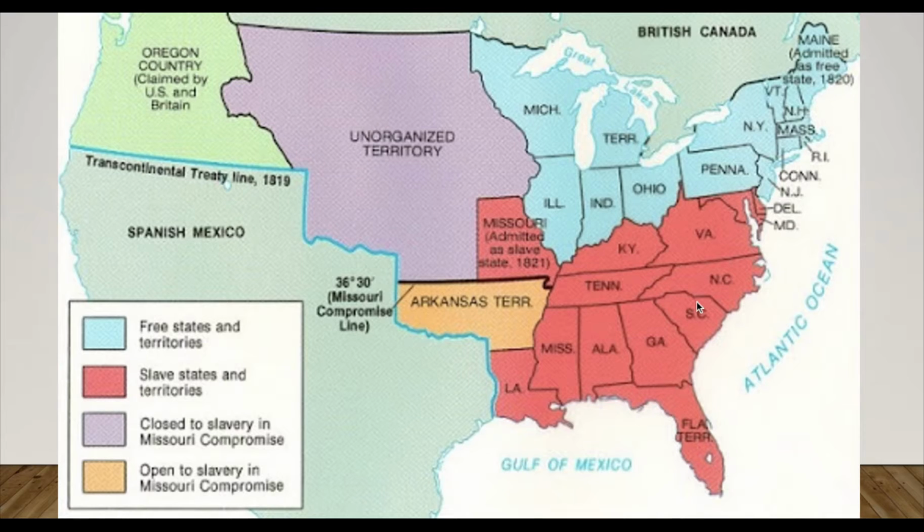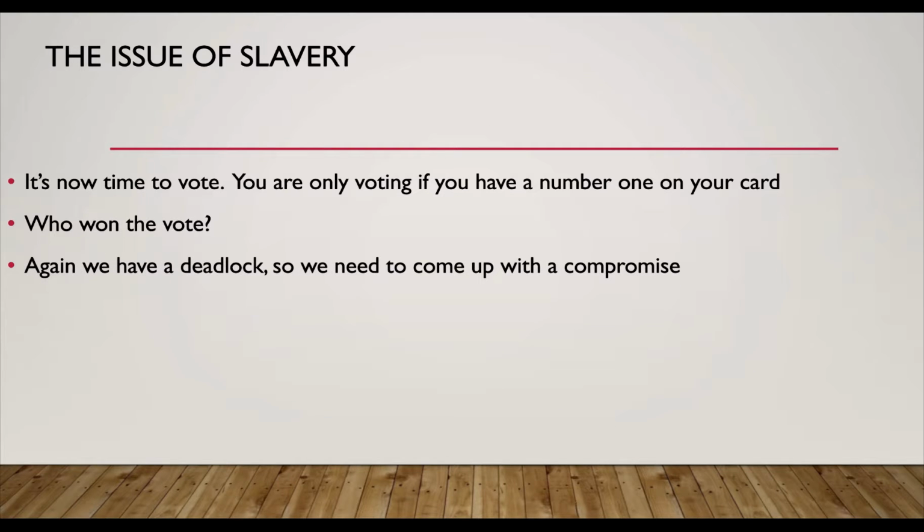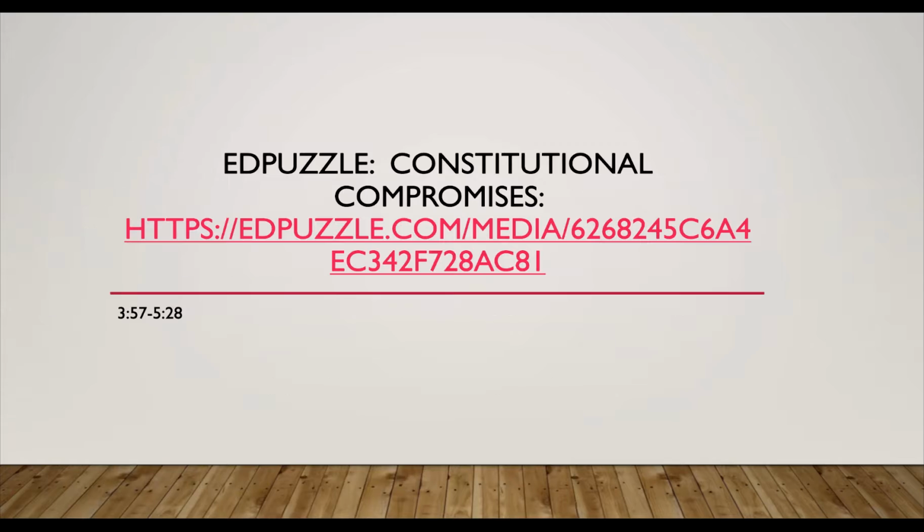And here's the breakdown. If you quickly look at the map, red states are slave states, blue states are free states. So a clear dividing line between the North and the South. Don't worry about this. This was an activity we did in class.